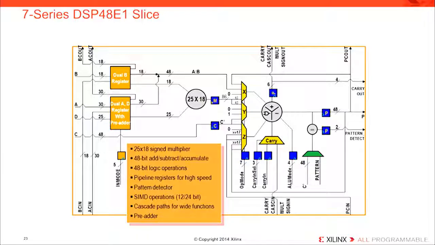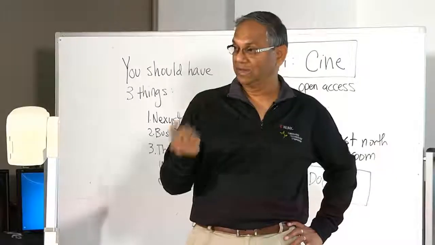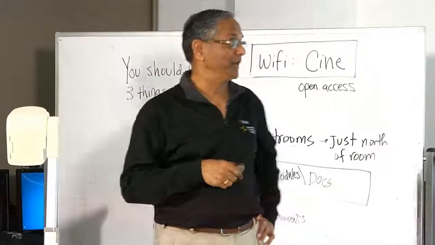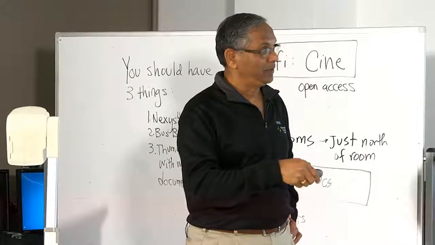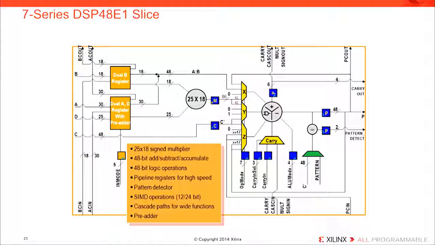This is doing addition, subtraction and logical functions, arithmetic and logical functions. You can cascade the partial product back through PC in. So, you can do the accumulation using one DSP-48 slice until you go out of the 48 bit requirement.